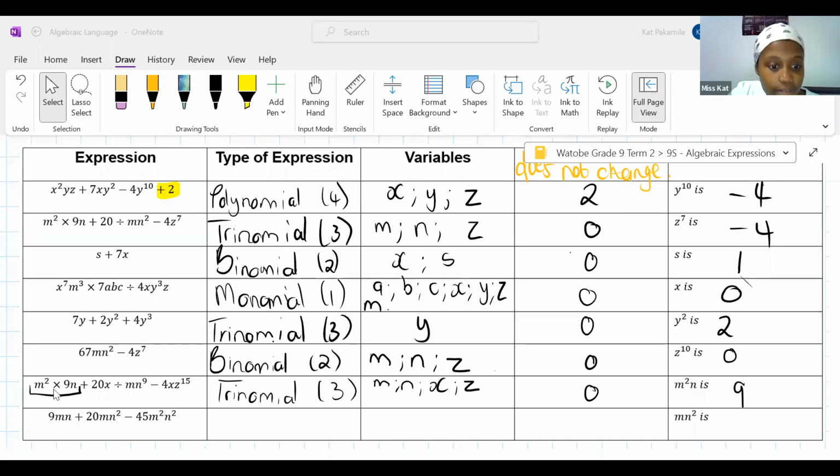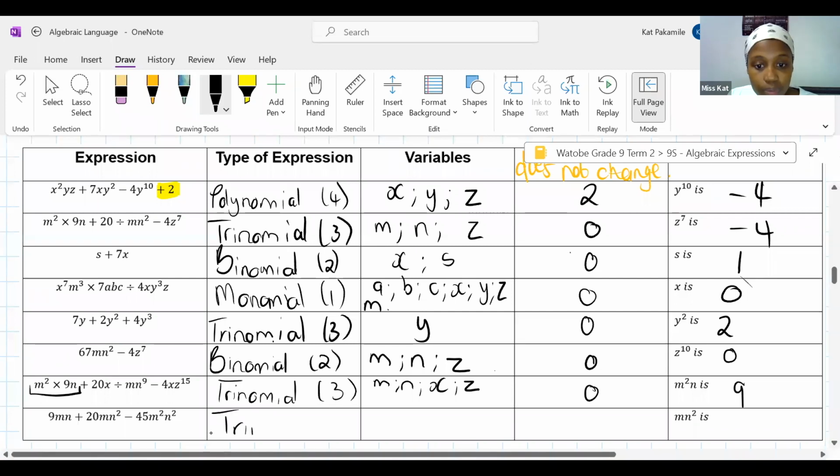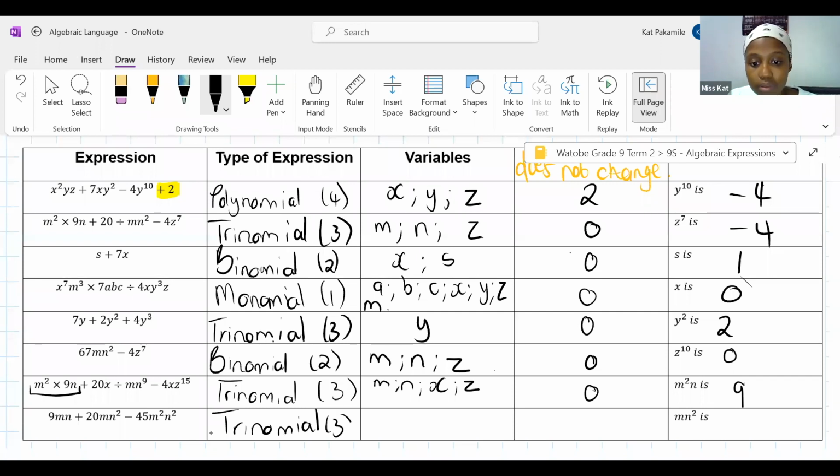You want to do the last one with me? Sure. Let's hear. What type of expression is this? I said it's a trinomial. It's a trinomial. What are my variables? M and N. Do we have a constant? No. Oh, let me fix my M. It's giving me heartburn. Okay. There is no constant. And then what is the coefficient of mn squared? 20. 20. Beautiful.